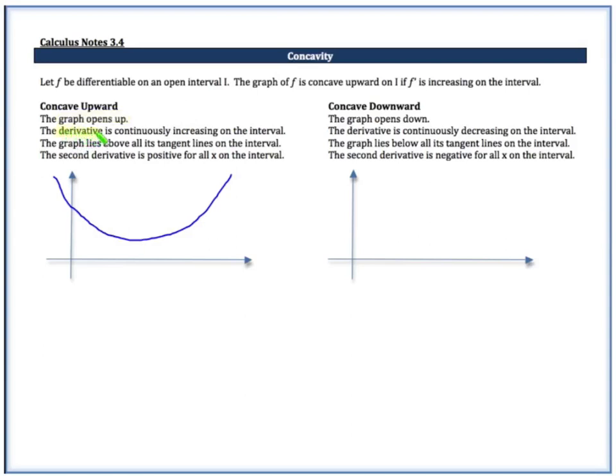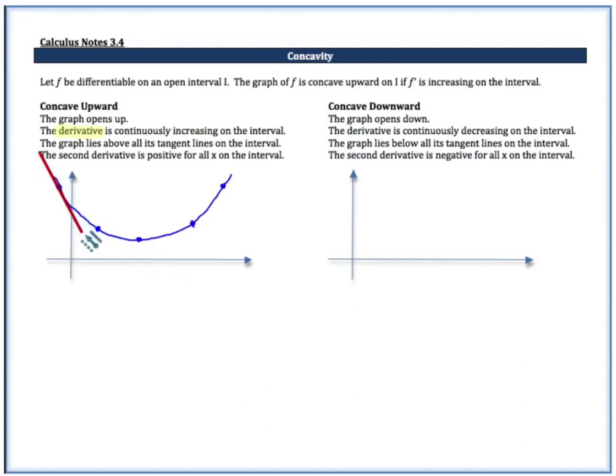Now what's happening here, if a graph is concave up on an interval, the derivative is continuously increasing on that interval. Okay, so we could just take a couple points right here and let's talk about the derivative of the function at each of these points. Now we know the derivative is the slope of the tangent line. Okay, so we're going to draw some tangent lines here.